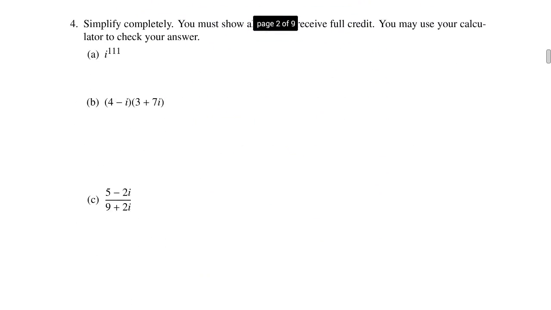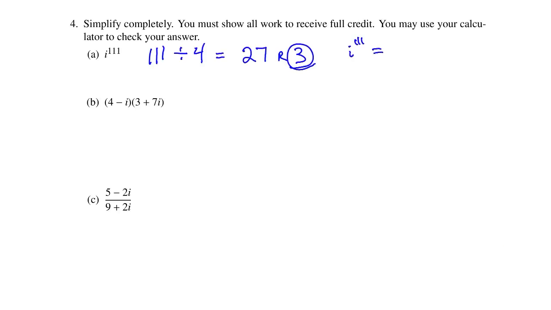Question 4, simplify completely. So to do part A, i to the 111th power, we take 111 divided by 4, and that is equal to 27 with a remainder of 3. The important part here is the remainder 3. That tells me that i to the 111 is the same thing as i cubed, and from our table we know that i cubed is negative i.